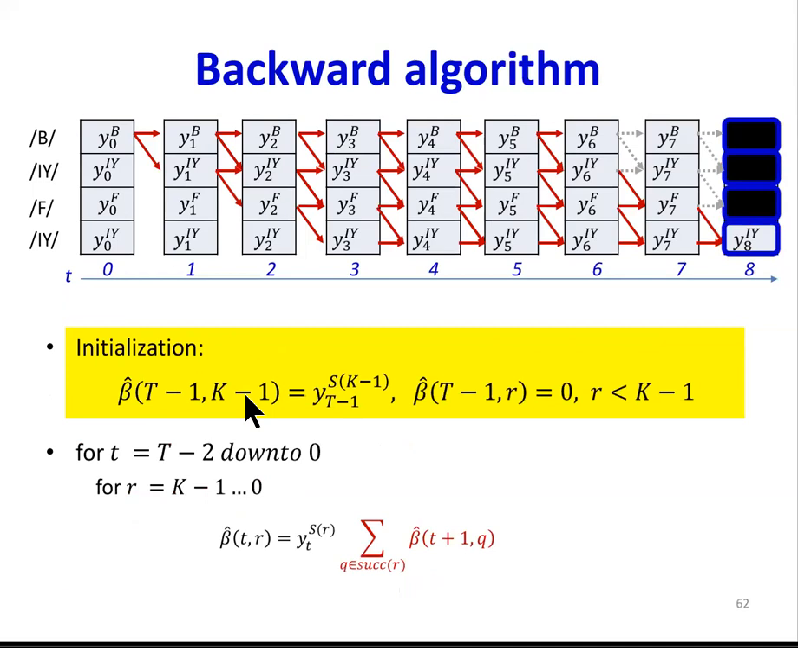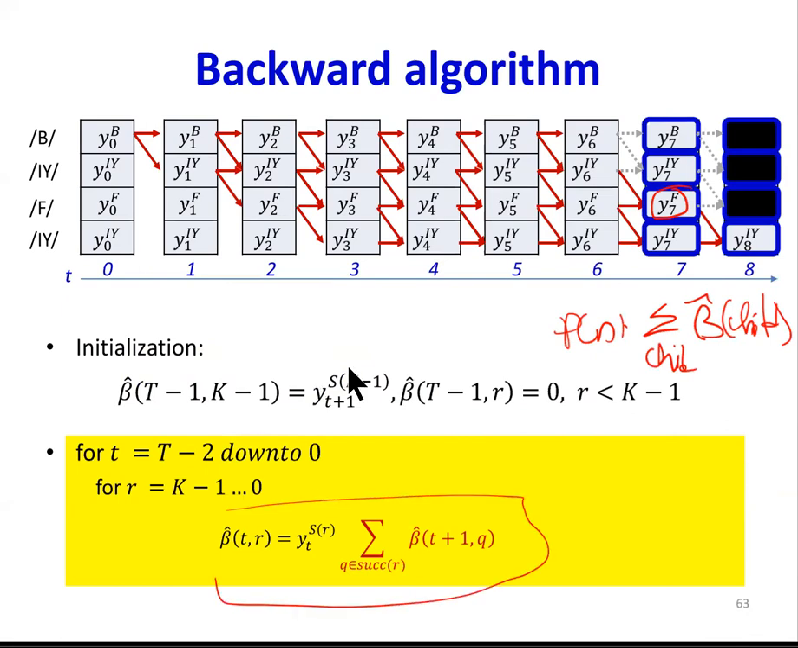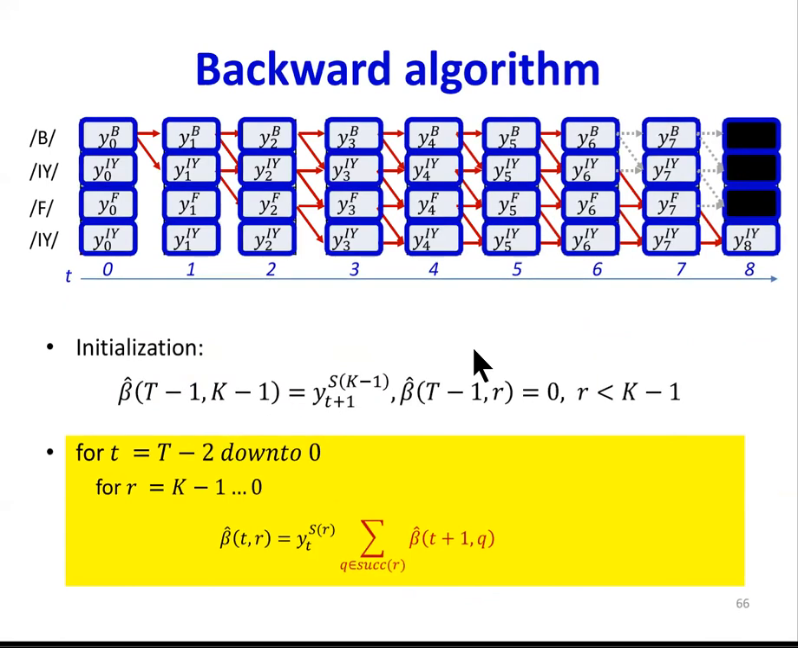Then you can take a step back and compute the beta hats for all of these guys, where the beta hat for any node is going to be the probability of the node times the sum over all children of the beta hat for the children, right? That's this formula. And so I can work my way backwards all the way to the beginning. Correct?